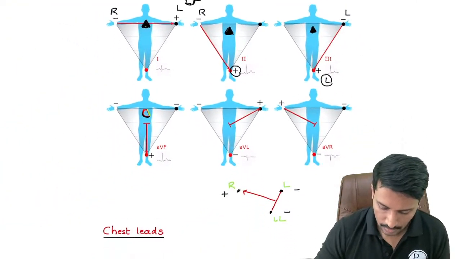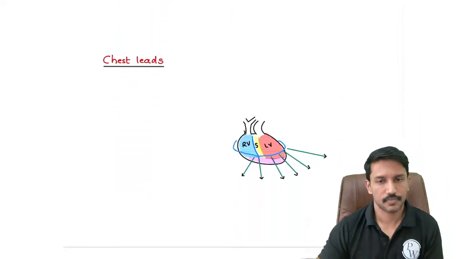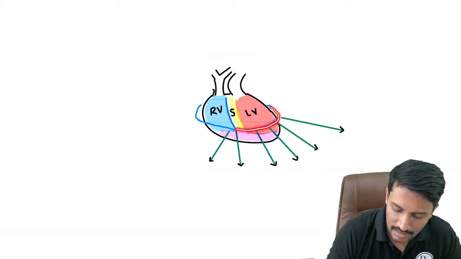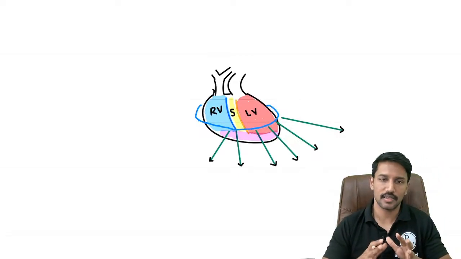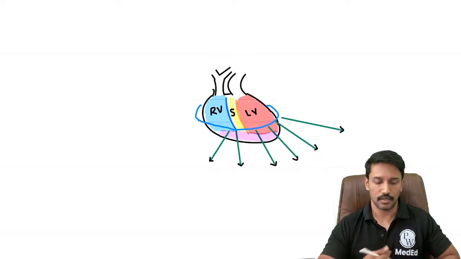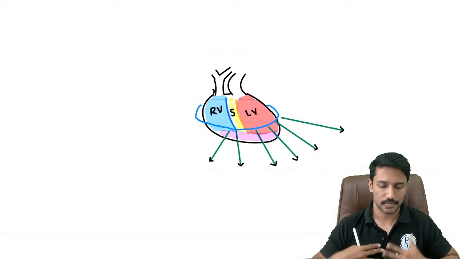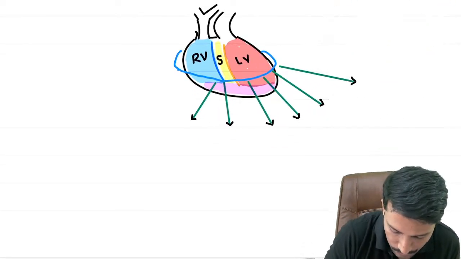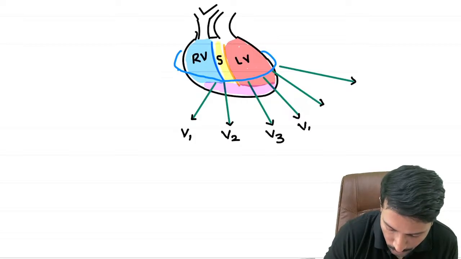Okay. Now then, why do I need the chest leads? Chest leads are primarily meant for assessing the electrical activity of the left ventricle. So we will place the leads on the precordium or on the chest. So when I place 6 leads, those leads will be labeled as V1, V2, V3, V4, V5 and V6.